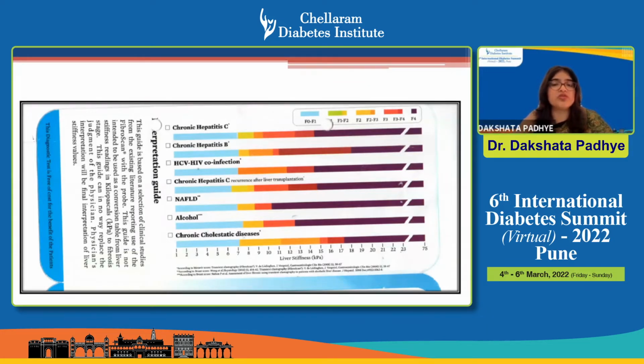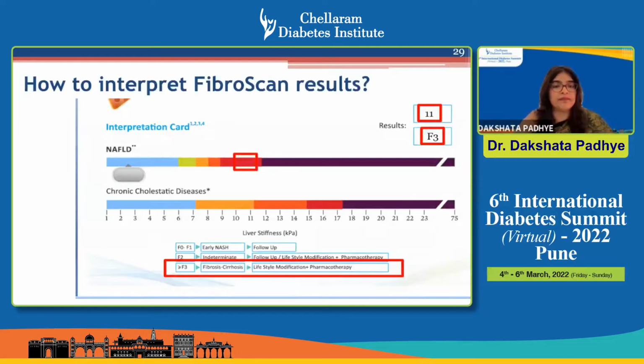Now the stiffness zones, the range, is different for each liver disease. If you see for alcohol, the stiffness measurement starts at a different level. For NAFLD, it is different. So I'm just going to show you one card of NAFLD.